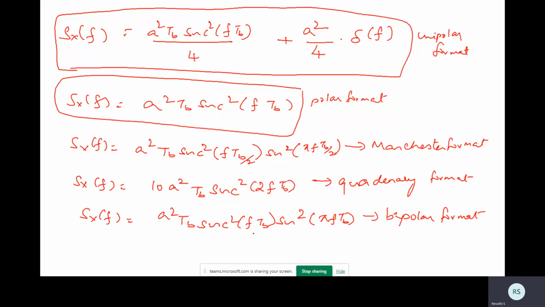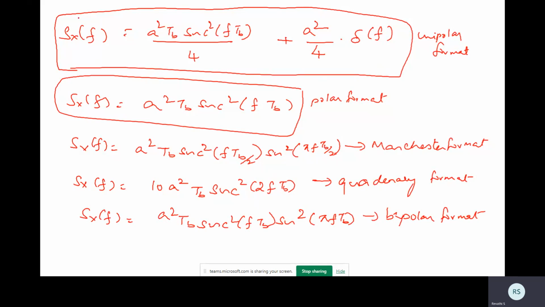So from this, what do you really understand? You see the first formatting. In the first formatting alone, you are having a delta function. In all the other formatting, you are having only sine function or sinc function. Only in the first formatting, you are having a delta function.